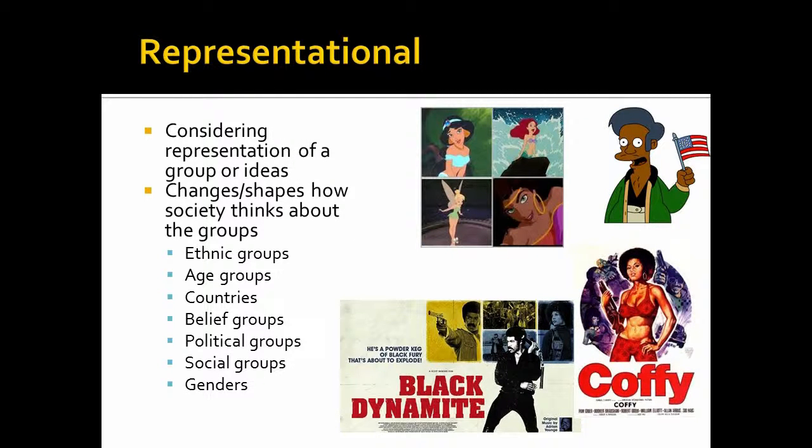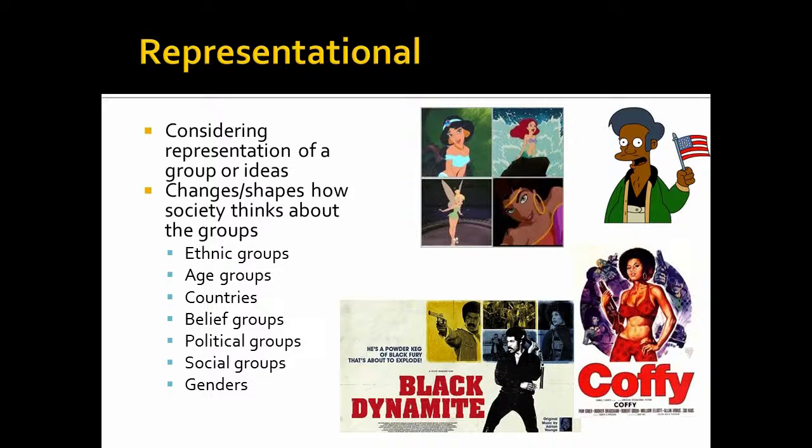Representational readings look at the representation of ideas, and it changes how we think about groups, and that could be ethnic groups, age groups, countries, groups that hold particular beliefs, political groups, social groups, and genders. Disney princesses are a classic case for this. Disney princesses are never fat. They're never ugly. They're never anything less than perfect. And so that changes how young girls think about women, and think about what it is to be a role model.